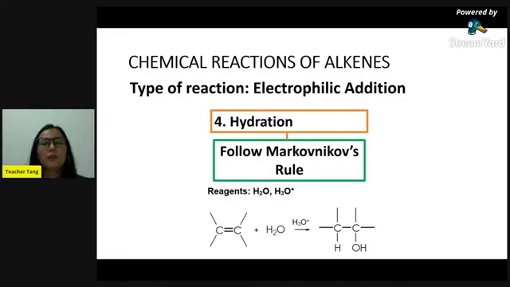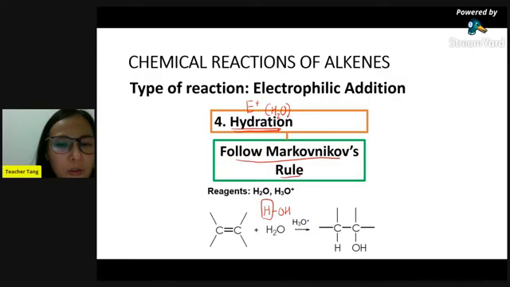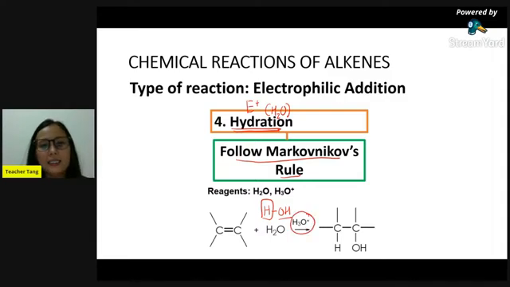The fourth electrophilic addition reaction is hydration. It is called hydration because now the electrophile is water. So that's why the name of the reaction is called hydration. It's still the same: it follows Markovnikov's rule. Hydration also follows Markovnikov's rule. So we know that now our electrophile is water. Following Markovnikov's rule, the hydrogen of the water will go to the carbon which has more hydrogens, and the hydroxide goes to the carbon that has fewer hydrogens. Okay, and it requires the presence of a catalyst, basically acid.